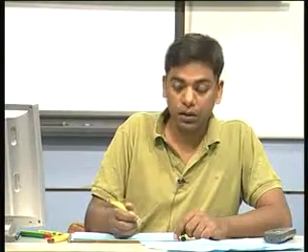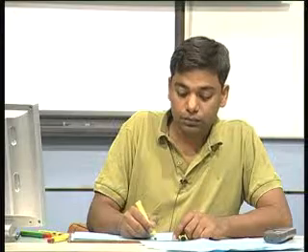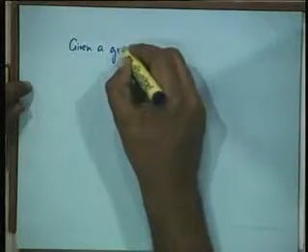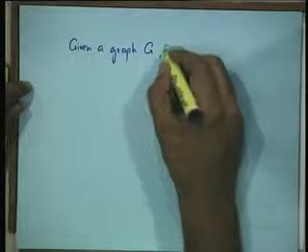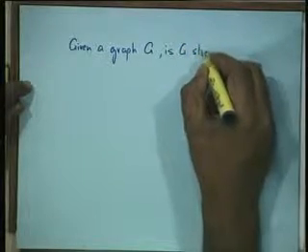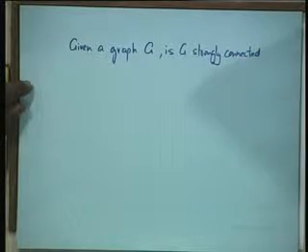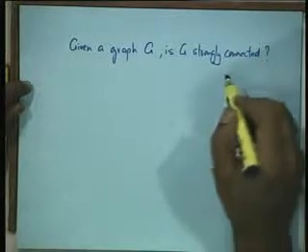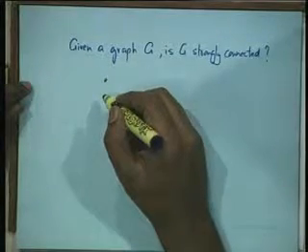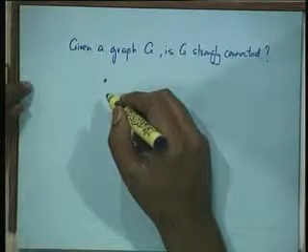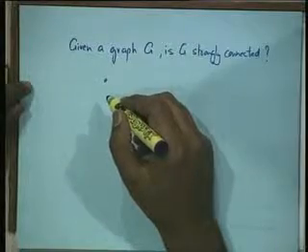Good. So, I told you what a strongly connected graph is and what a weakly connected graph is. So, a natural question is, given a graph, is it strongly connected? Given a graph G, is G strongly connected? So, what are you saying? We are doing a DFS starting from here. So, we have to check.